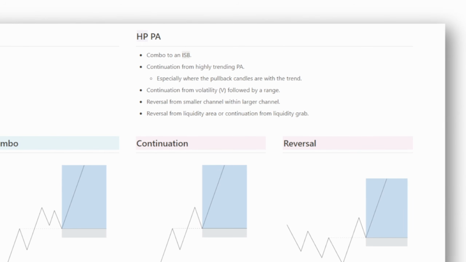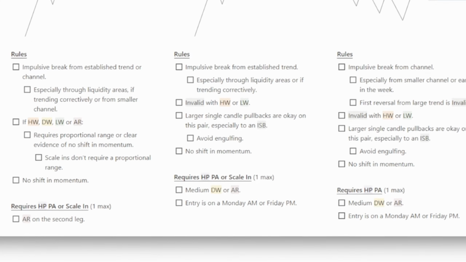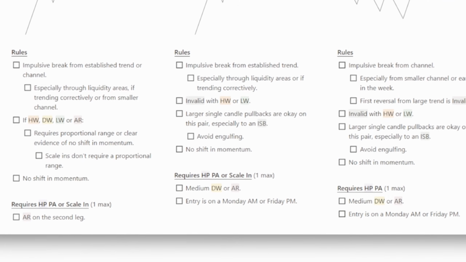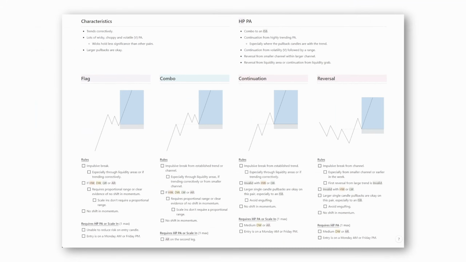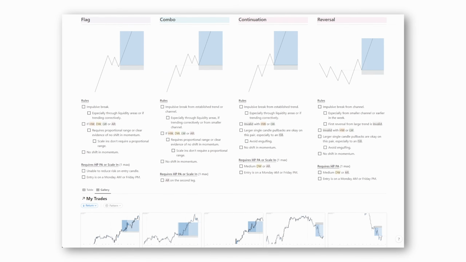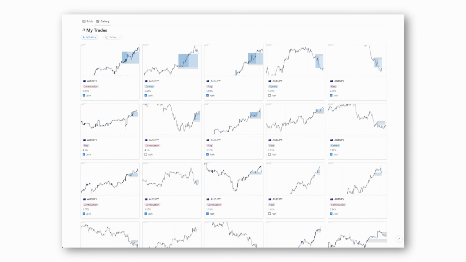So for example, a continuation pattern from really trending price action, I'm more willing to tolerate double wicks or an aggressive retrace. I'm also more willing to tolerate it on a Monday morning or Friday afternoon when it's a bit riskier to hold a trade, because on Monday morning price action can be quite range bound, and on a Friday evening you hold the risk of having to hold the trade over the weekend. As well, in case I'm ever uncertain of a trade, which doesn't happen very often, I've got all my backtesting data here so I can have some references.